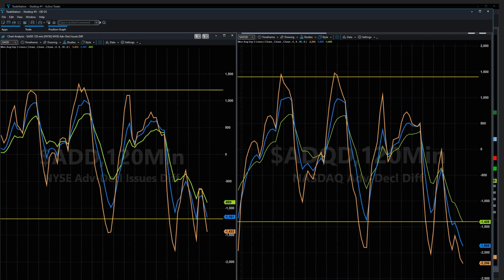Overbought and oversold, we're at an extreme in terms of the NASDAQ, not so much in terms of the NYSE, but this does not preclude the market from going lower tomorrow, but it does suggest that we are at a point where we can expect at least some type of counter trend rotation to work off some of this, especially in the NASDAQ, this oversold reading.